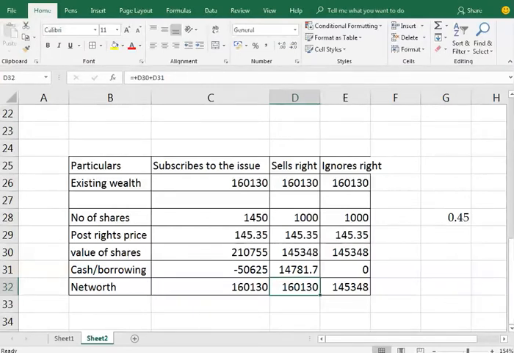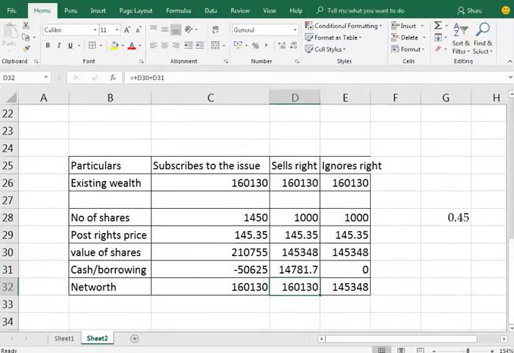The critical aspect is that you either subscribe to the issue or sell the issue. If you do nothing, the wealth will come down. Another critical parameter is that my wealth is not 1,50,000 at the start. My wealth is 160, 130.